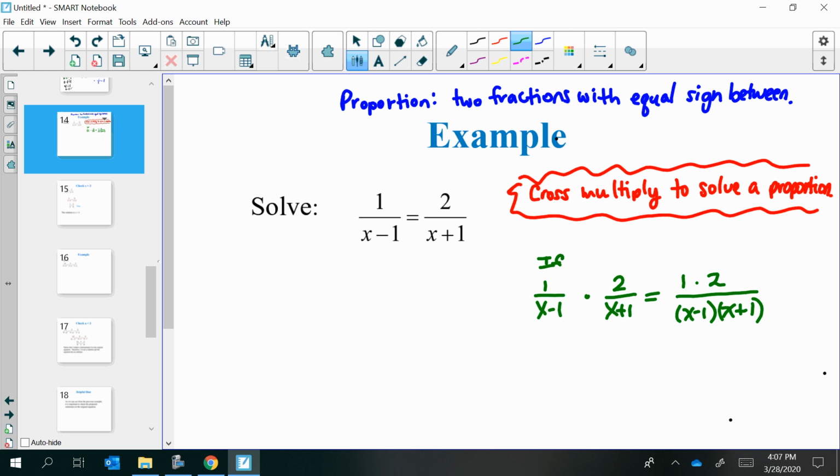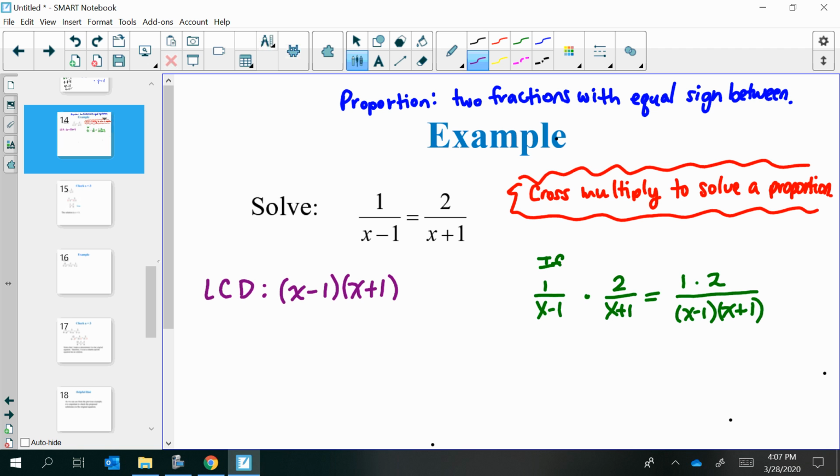Now let's talk about why cross-multiplication works in this scenario. We've previously solved equations involving rational expressions by finding the LCD and then clearing the fractions. So let's see how that would work here. So what is the LCD? Since there are no common factors for either one of my denominators, it'll be the product of the two denominators.